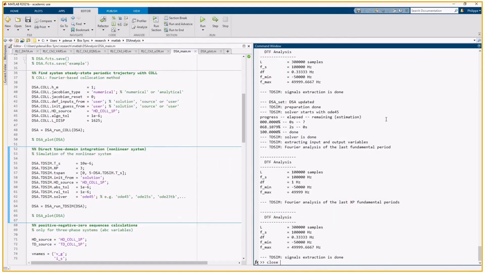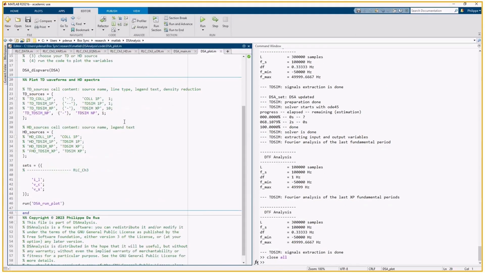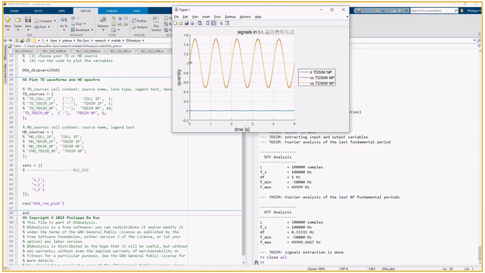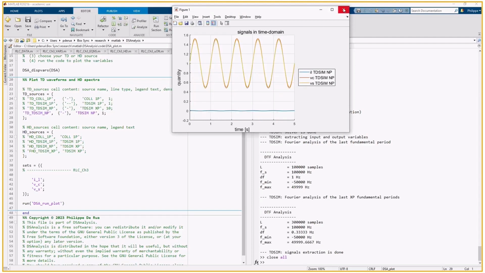So let me close some figures and plot the most recent one. So it has restarted from the last solved point, and it has converged even more to steady state. This is perhaps something we can see with this. Yes, so there is still a little transient.